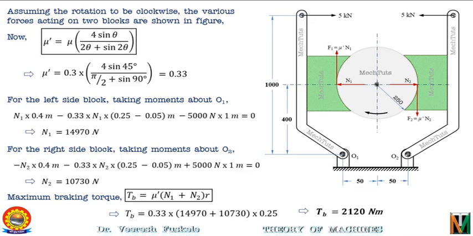So this is how you can do the analysis of a double block brake. I hope you have understood the method of taking moments about O1 and O2 and then how to calculate the braking torque in case of a double block brake.